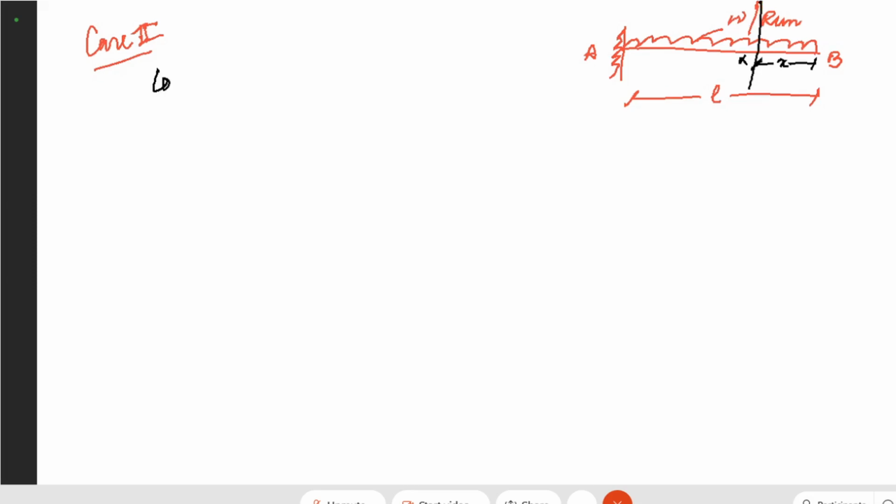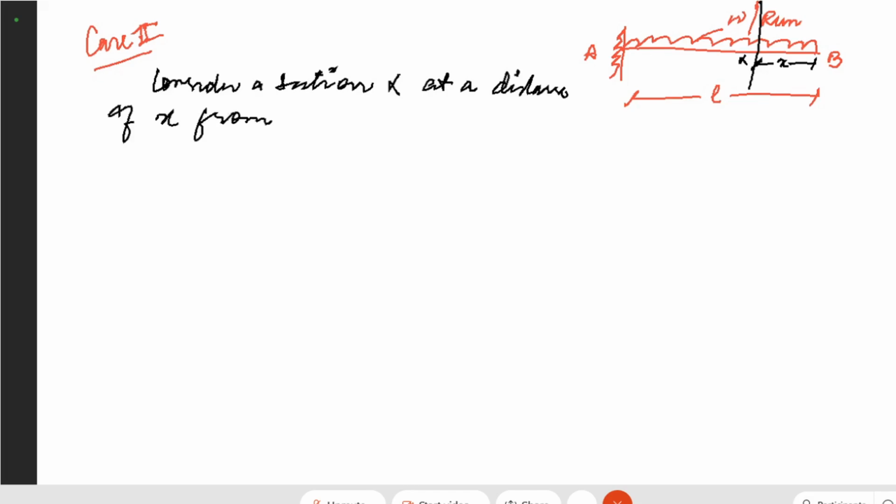What we will do, we will consider a section X at a distance of X from B, and we will see what the shear force at X will be. Now your shear force at X, it will be simply equal to how much? The shear force at X when we have a uniformly distributed load will be W per unit run times X.